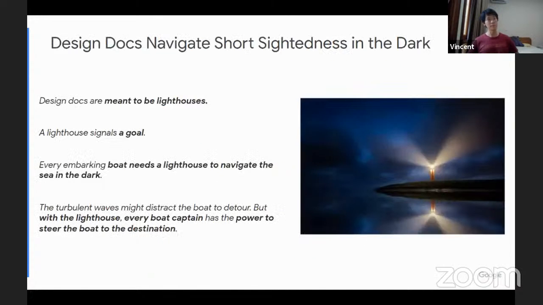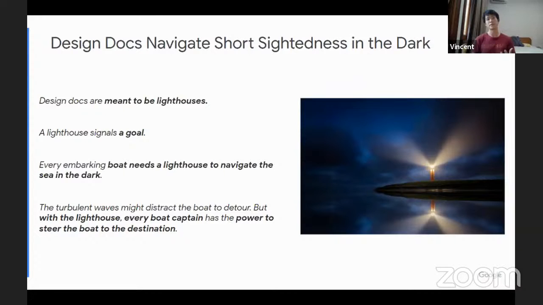But before we move on to the demo and what we need to put in the design docs, let me try to explain why design docs are really important first. Design docs, just like what you saw just now, are very important because they are meant to be a lighthouse. Imagine a lighthouse in the middle of a peninsula somewhere, that stands there.